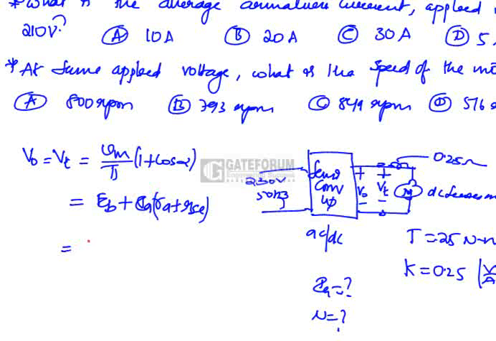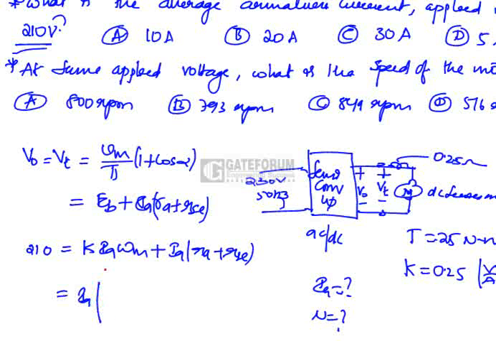Now what is EB here? EB is equal to back EMF. In a series motor we can write it as some constant K into IA into omega M, plus IA times RA plus RSC. Now what is the terminal voltage applied to the motor? It is given as 210 volts. So 210 is equal to IA times, I can write, K into omega M plus RA plus RSC.